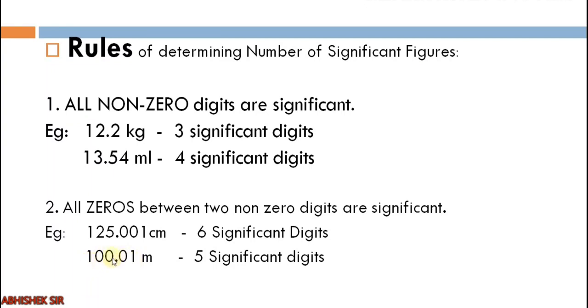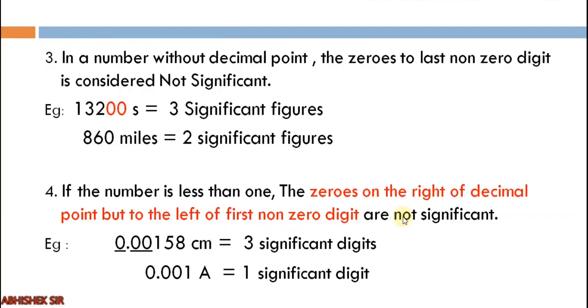So in between there are three zeros. So all the zeros are significant. So 1, 2, 3, 4, 5 significant digits are there. So all the zeros between two non-zero digits are significant.